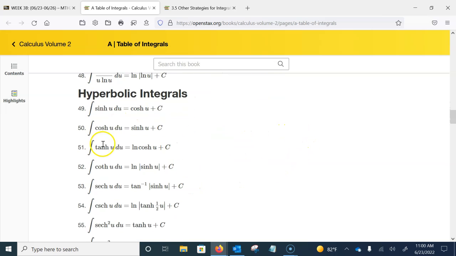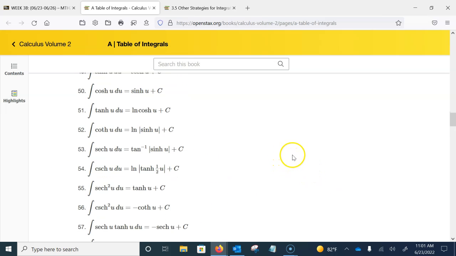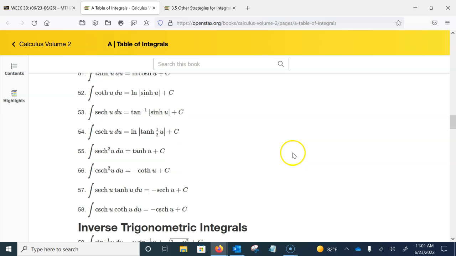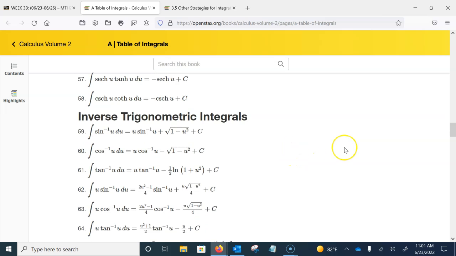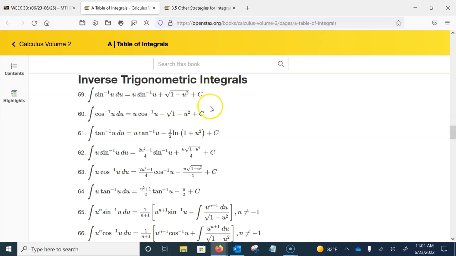Hyperbolic integrals, we just looked at this in Chapter 2. And so although these things are new, they follow similar patterns to the traditional trig integrals. Okay, so this is something we just looked at, the hyperbolic trig functions. Inverse trig integrals, these were actually looked at in Calc 1.